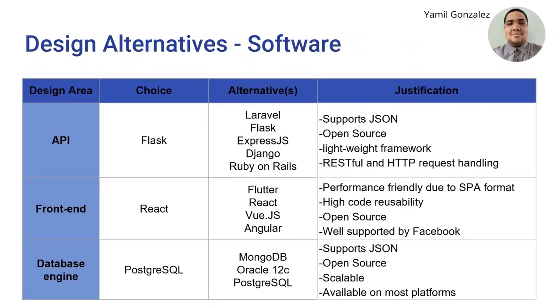The design alternatives are divided between software and hardware. Our software areas are API, frontend, and database engine. For each, we have a couple of alternatives, and the selected are the following: Flask, React, and PostgreSQL, respectively, for the reasons stated on the screen.